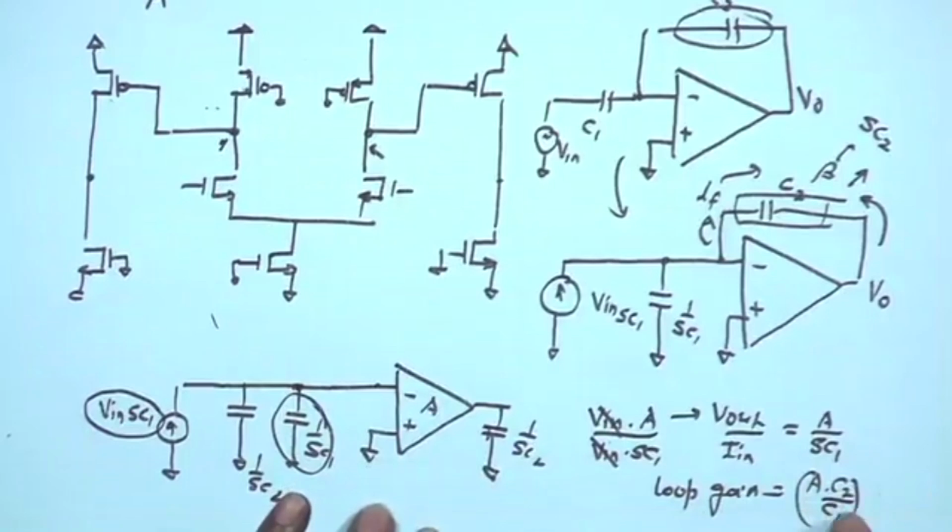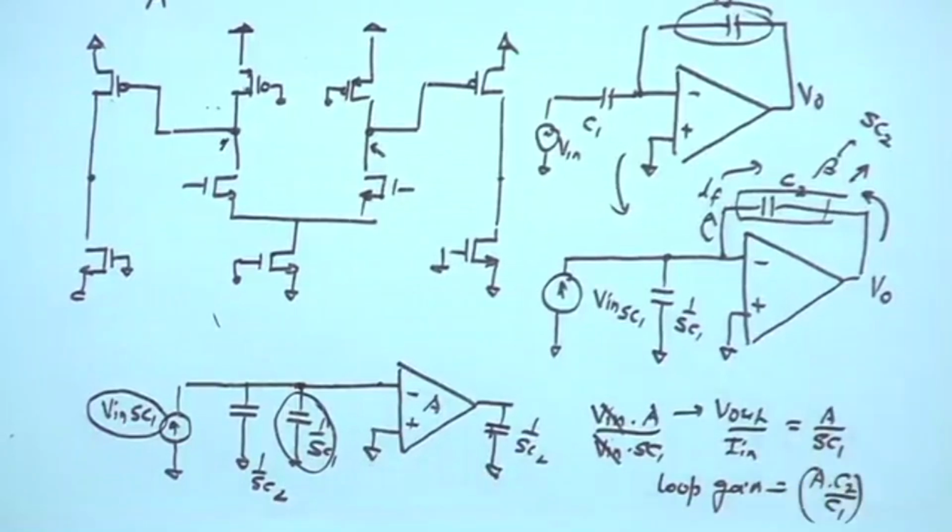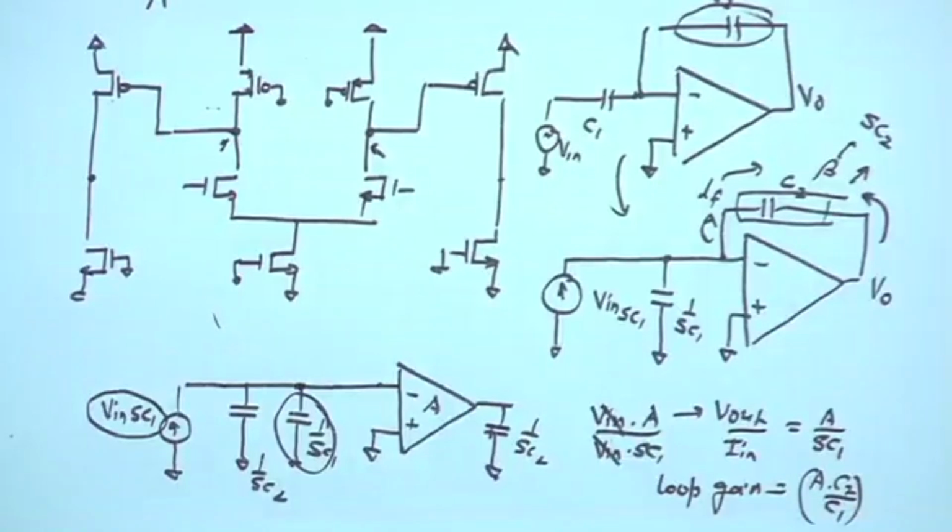I have A times C2 upon C1. In order to get a 100 gain, I would keep C2 to be 100 times smaller than C1. In order to get a 50 gain, I will keep this 50 times smaller than C1. So, as compared to the open loop gain, my loop gain is definitely smaller, and that will raise concerns regarding the precision and the accuracy that you want. So, here since the loop gain factor is smaller, we know that in order to get a good precision, we need to have the loop gain, that is your A beta of the overall amplifier, sufficiently larger than 1.